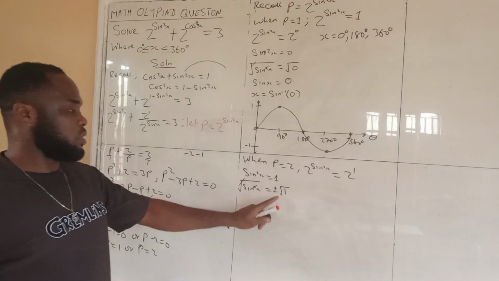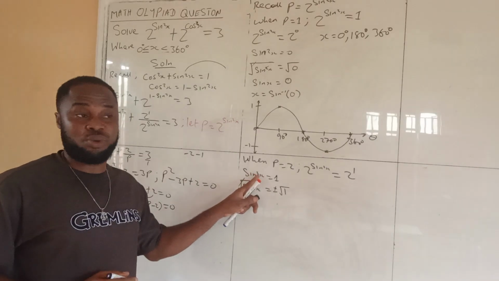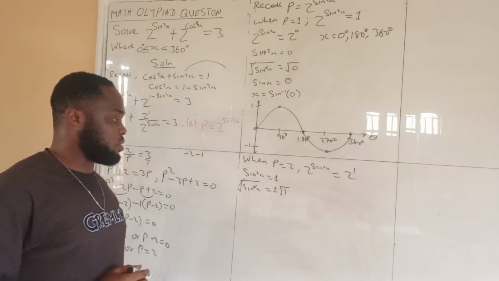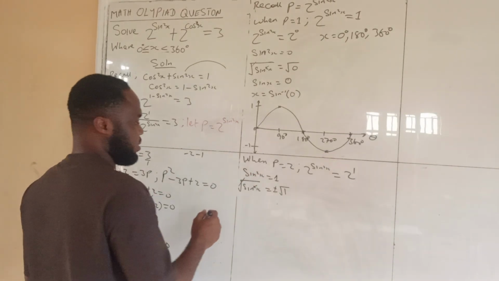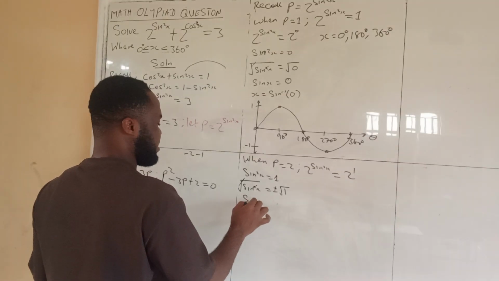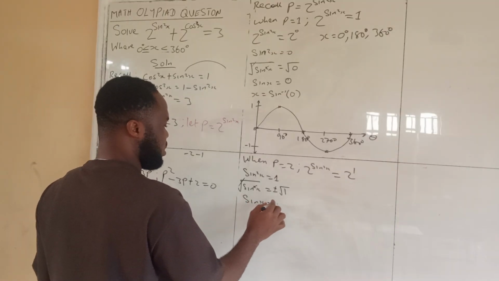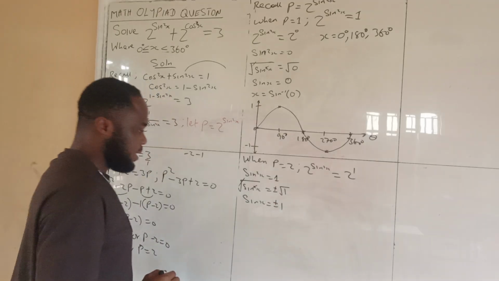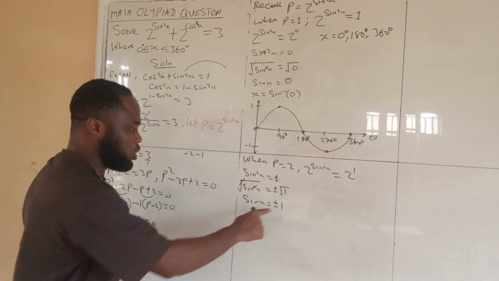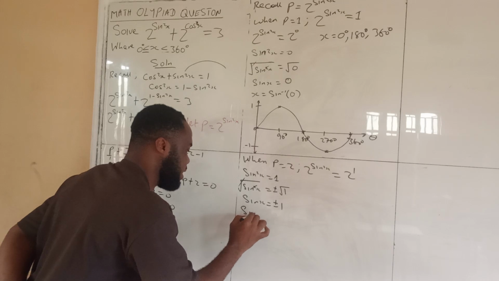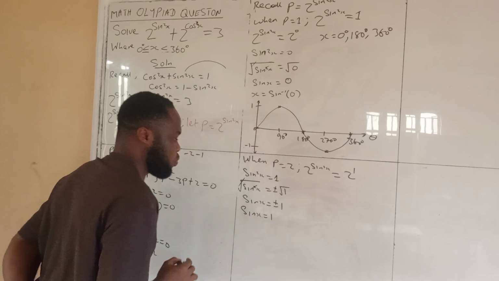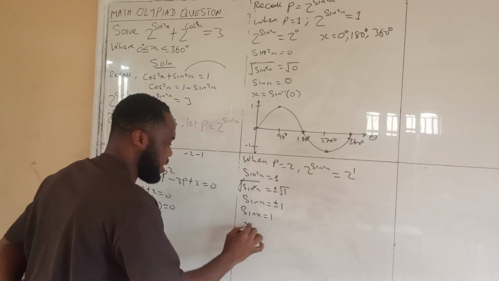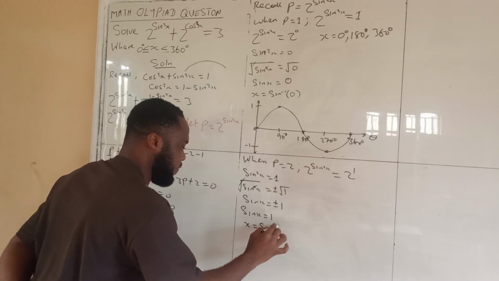The essence of putting plus or minus is that the power of this is 2, so we should expect 2 values of sine x. So here we have that sine x is equal to plus or minus 1. Now let's start with the first value, which is plus 1. So when sine x is equal to 1, what is x? x is sine inverse of 1.